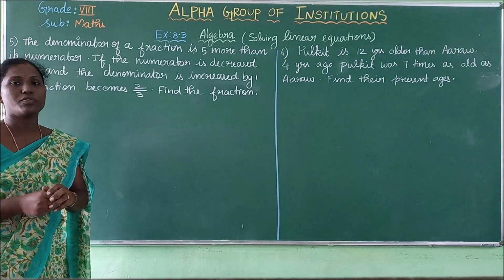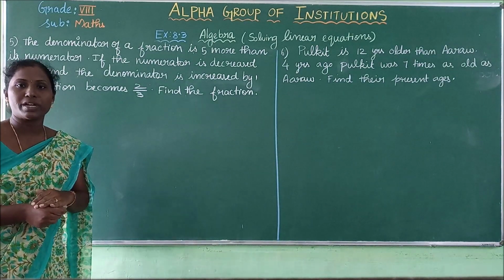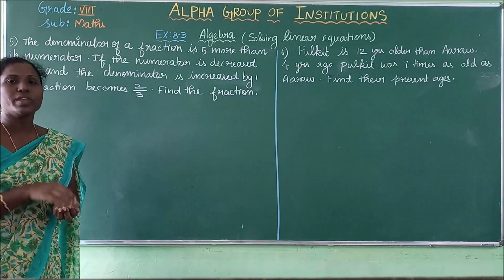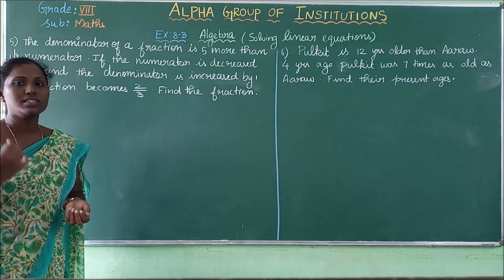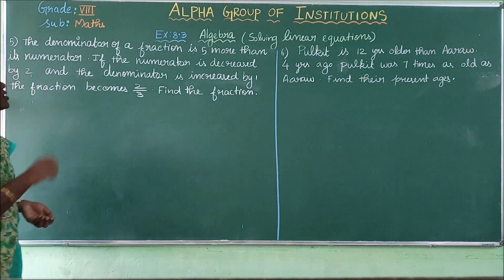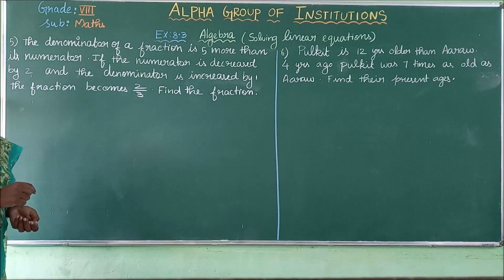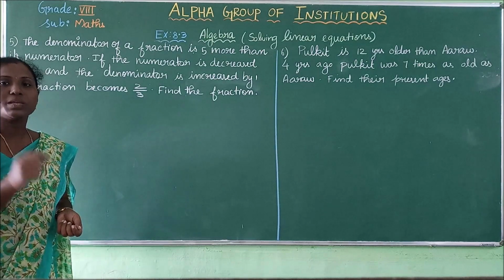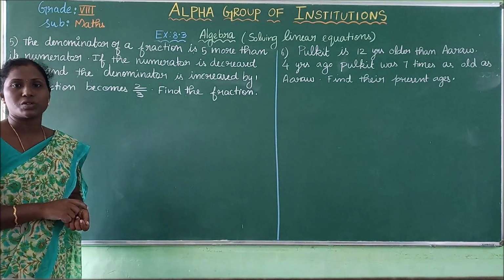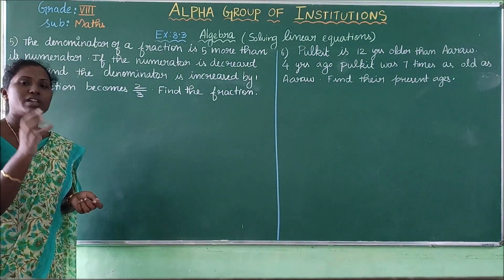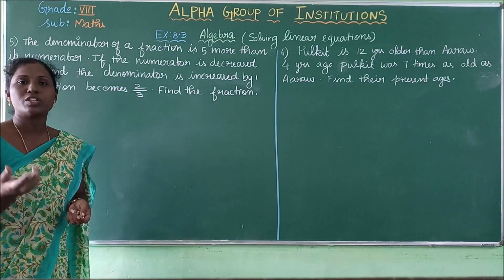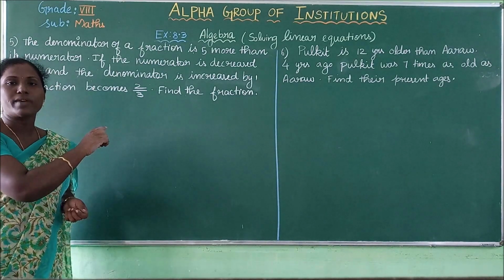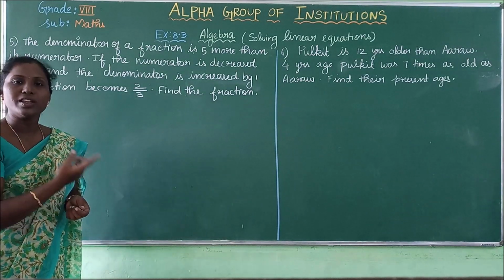Fraction means it is in the form of numerator by denominator. There is some numerator by denominator, isn't it? So we have to identify both the numerator and denominator. But see the first line, the denominator of a fraction is 5 more than its numerator. The denominator here depends on the numerator of the fraction. Okay, they are not different. If you take any variable for the numerator, we can get the denominator because the denominator value here depends on the numerator.